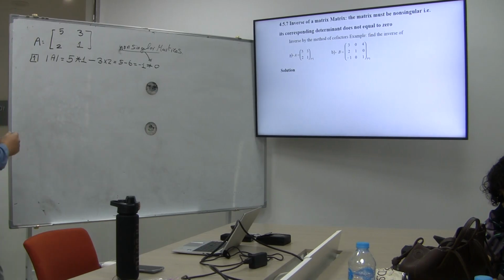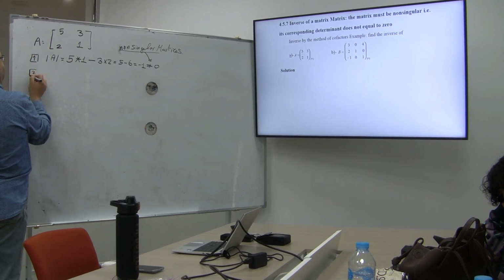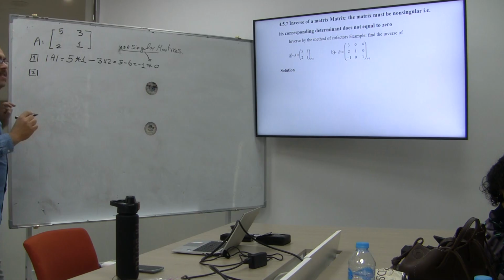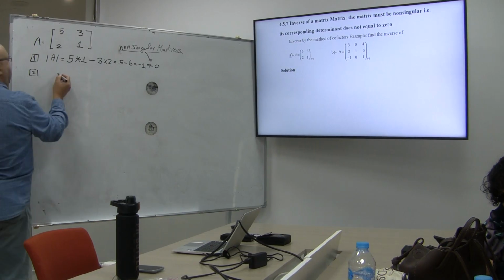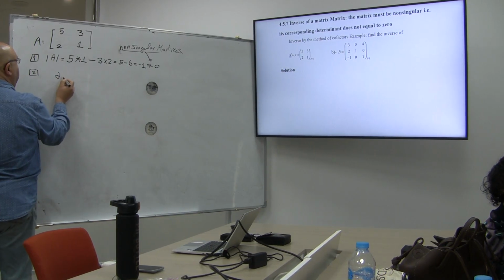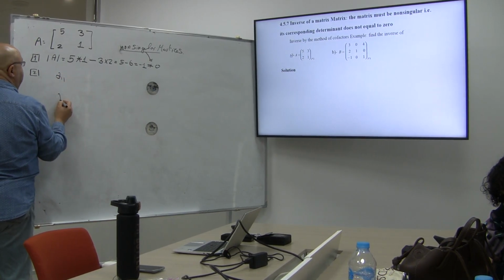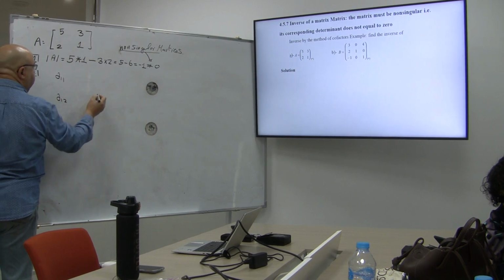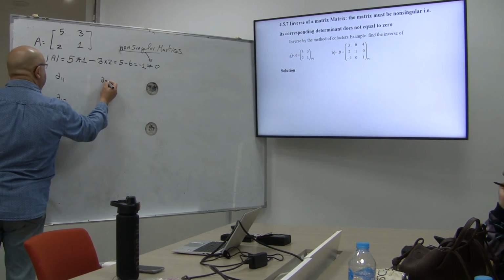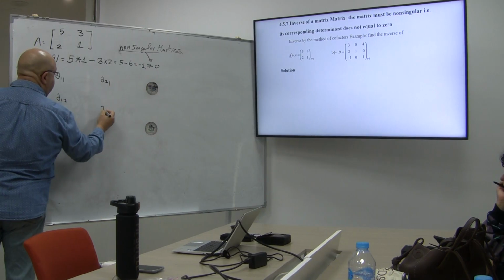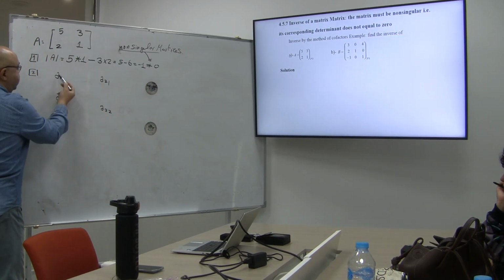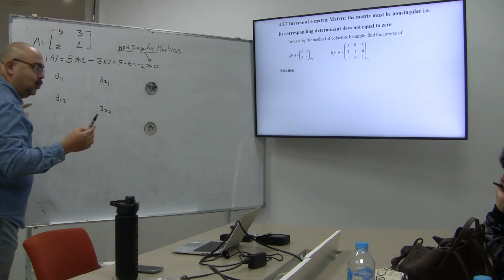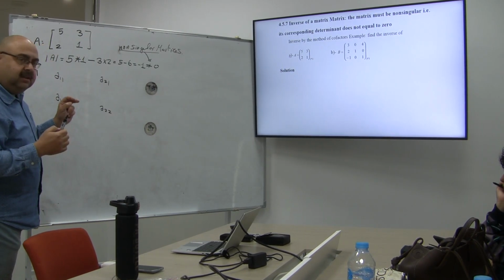We can do it. Step number 2. I will start by writing the cofactors. How to get the cofactors of a 2 by 2 matrix? Remark, I will start writing the elements A11, then A12. I usually feel more comfortable doing this. A21, then A22.